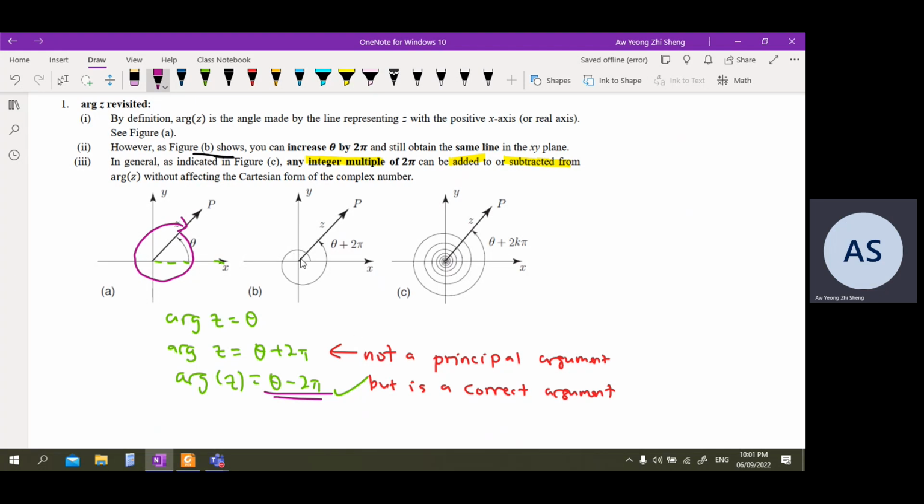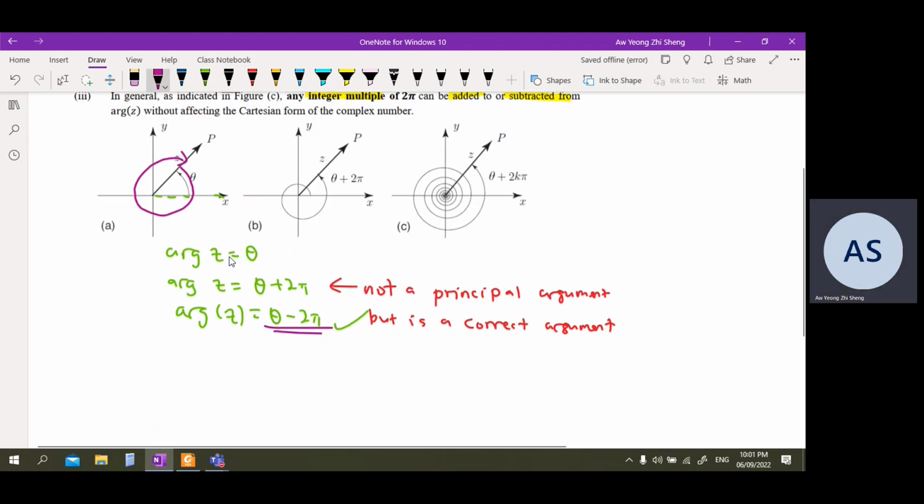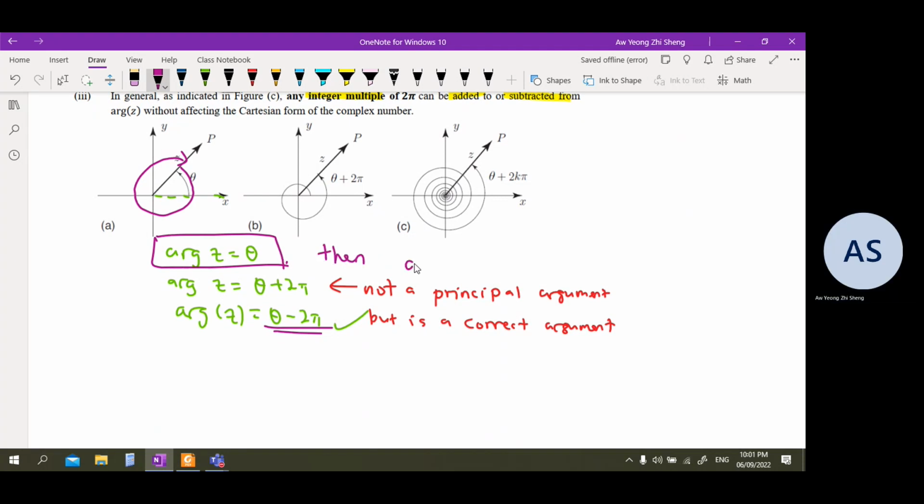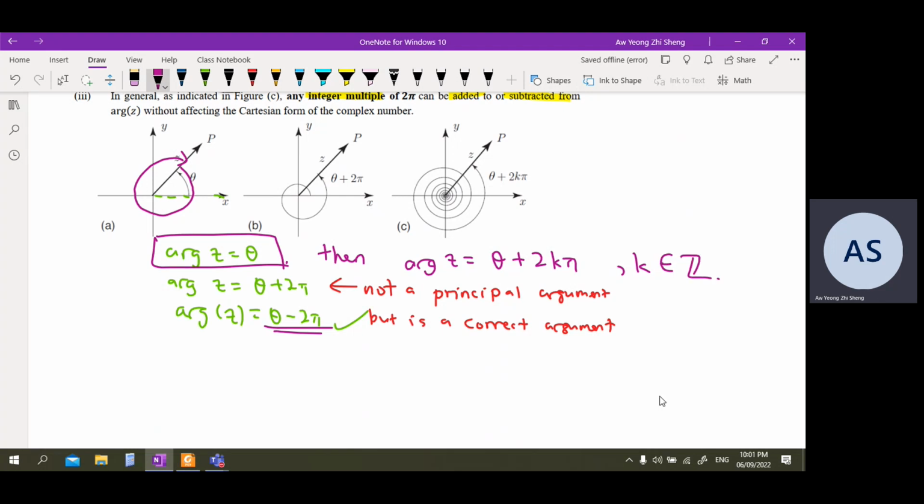So in general, if argument z equals theta is a correct argument, then argument of z can be written as theta plus 2k pi to include all the possible correct arguments. And here, k must be an integer.